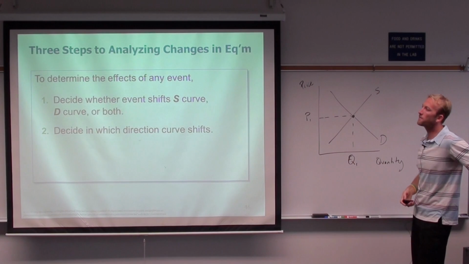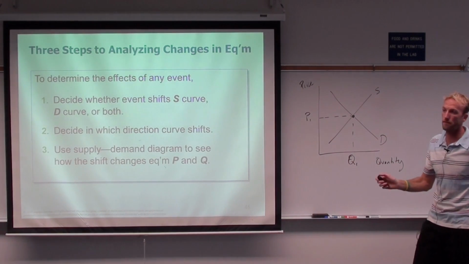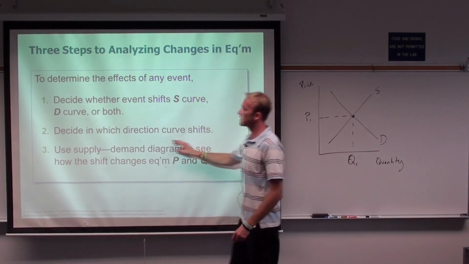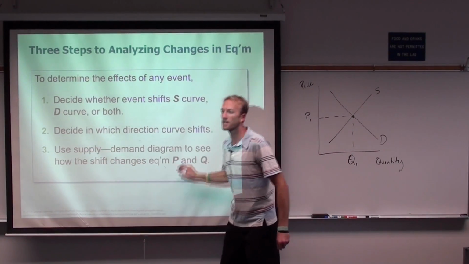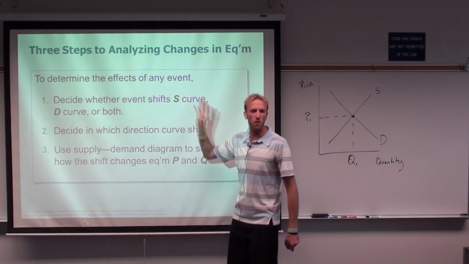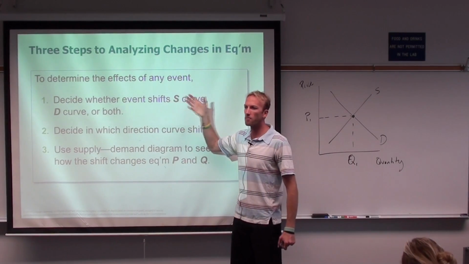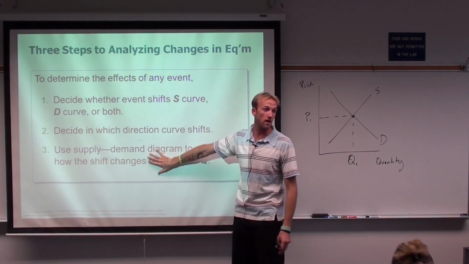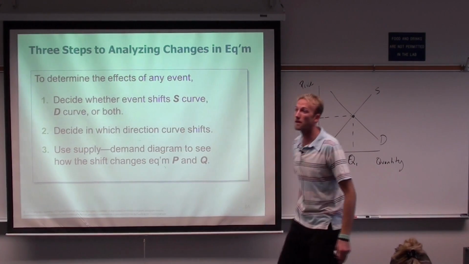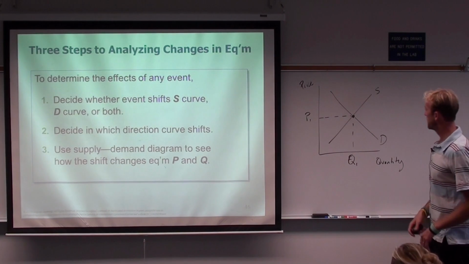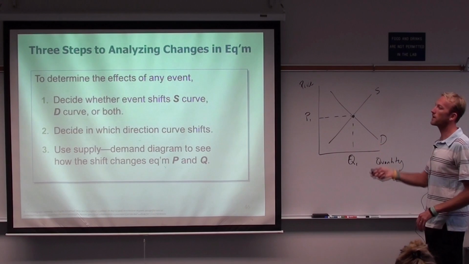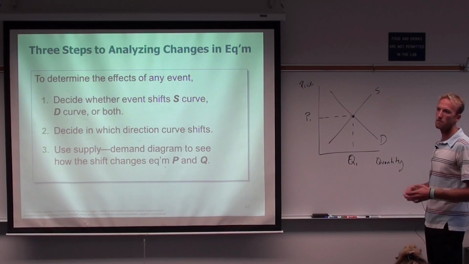And then finally, draw a graph for it. I am always continually surprised to see the number of students who forget this step. They just try to do it in their head. They're like, oh yeah, more people are wanting to buy this good, so price must go up and quantity must go up, and that makes sense. Just draw a graph. I still draw a graph when I am analyzing these effects. And then we'll just look at the new quantity and the new price in a move.